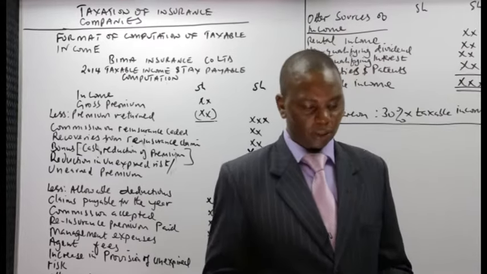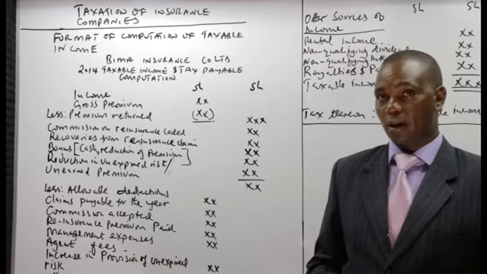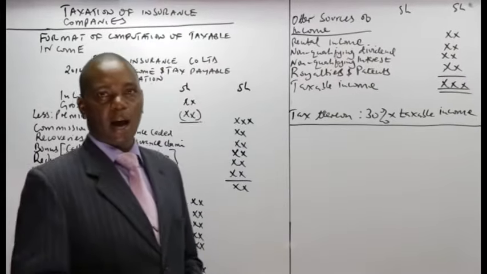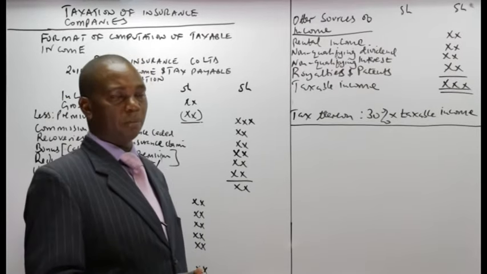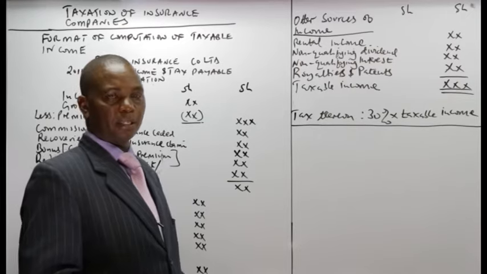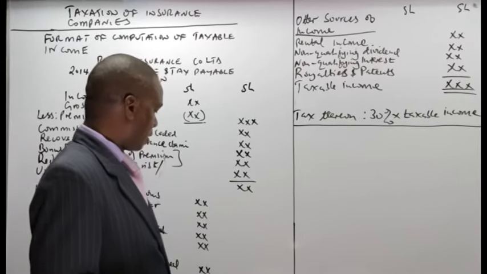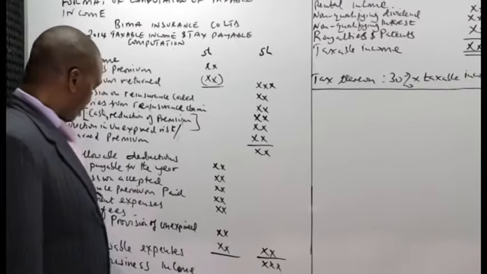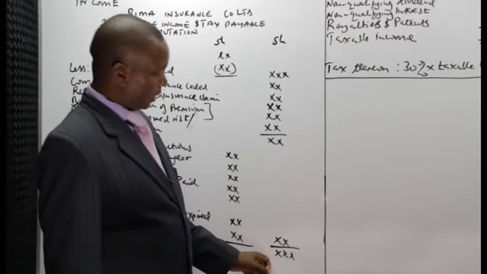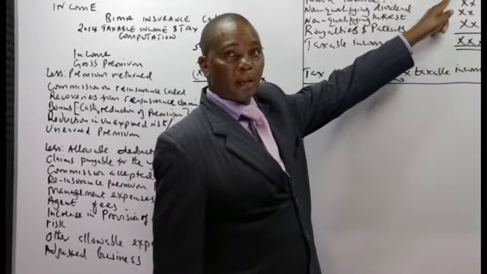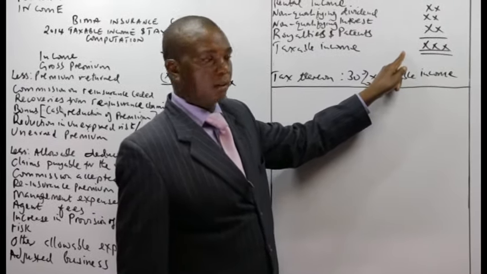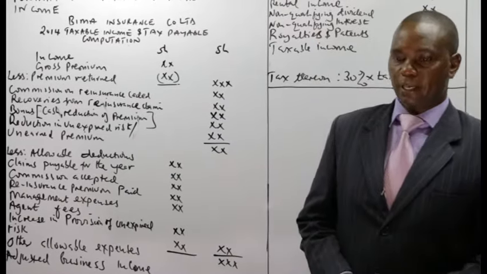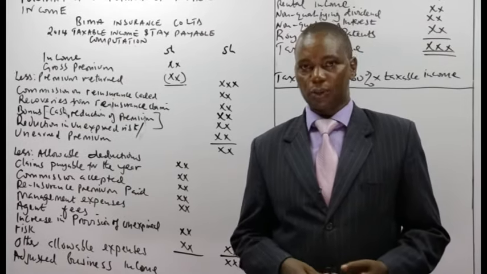Remember, from our discussion of specified sources computation, we said insurance companies are exempted from specified sources computation. And therefore, even if the insurance company makes a loss here, if we have an adjusted business loss here, then this loss will be offset against incomes from other sources because the insurance company is exempted from specified sources computation. So that is important for an insurance company.